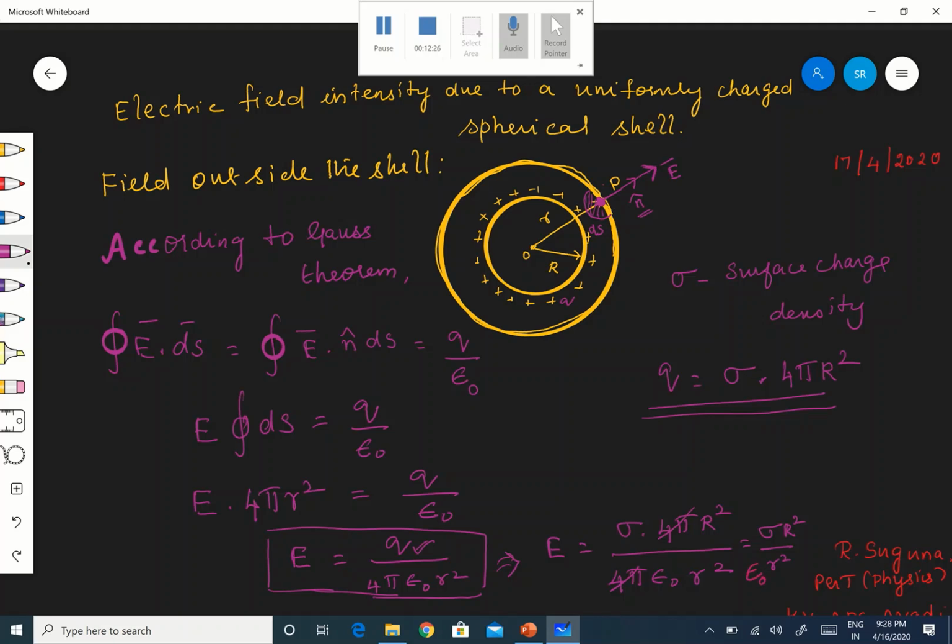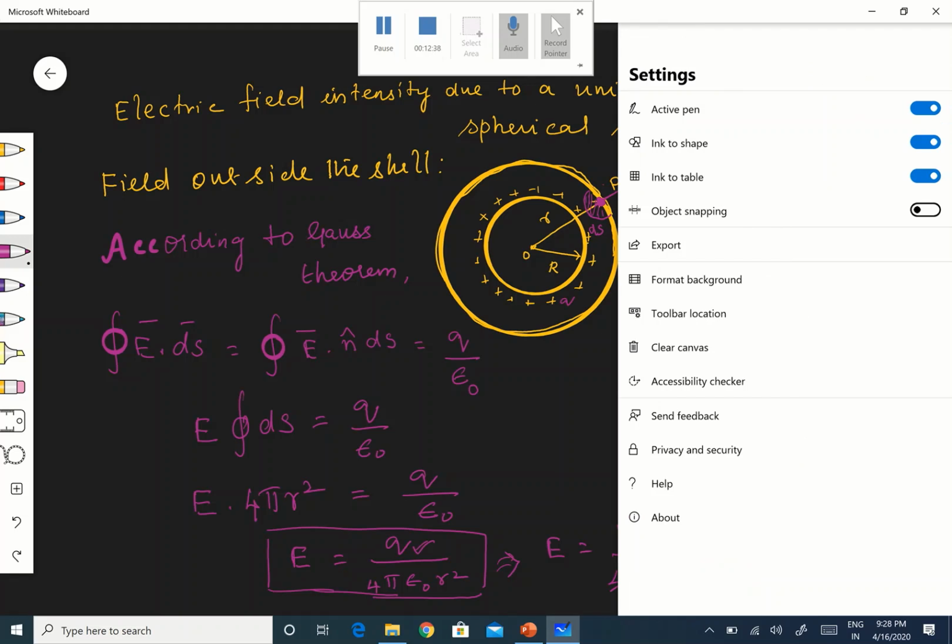Right. Next, we are going for the next part: for a point lying on the surface of the shell.